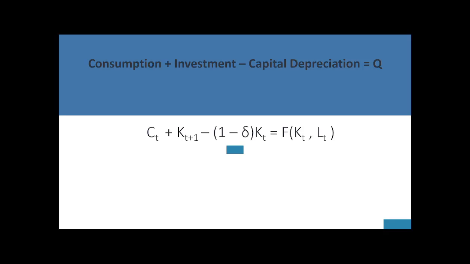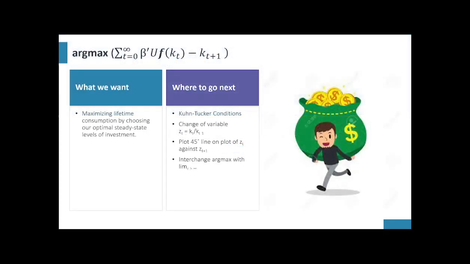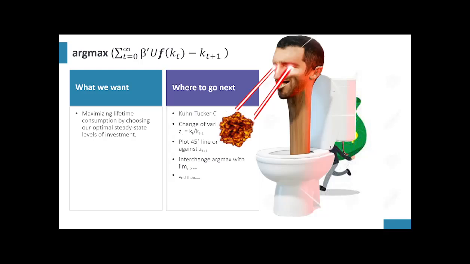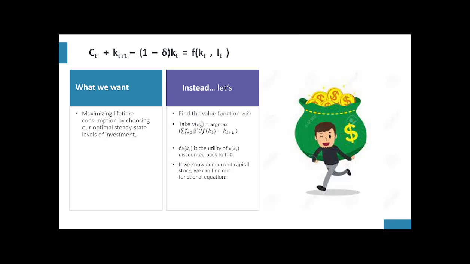Now we want to go further and find our optimal values of capital in period t+1 that will maximize utility. We can take our utility maximization function, find our Kuhn-Tucker conditions, check inequality constraints and boundary conditions, and convert the result into a first-order differential equation by performing a change of variable from k_{t+1} into z_t and then plot z_t against z_{t+1}. But there's an easier way. Find the value function by maximizing the above function for k_0.